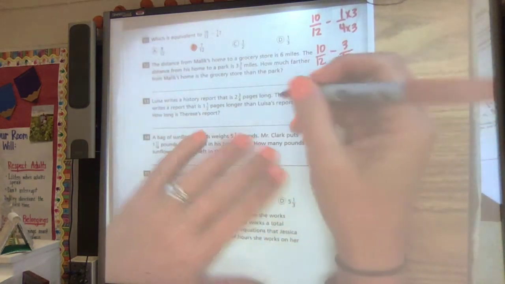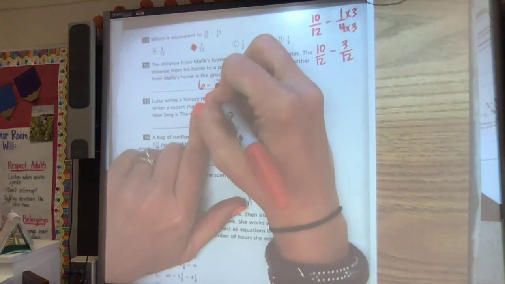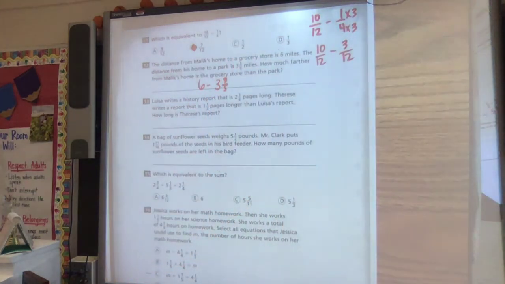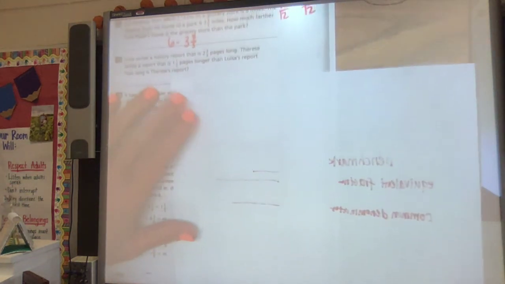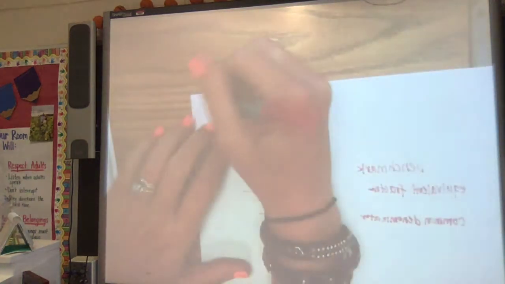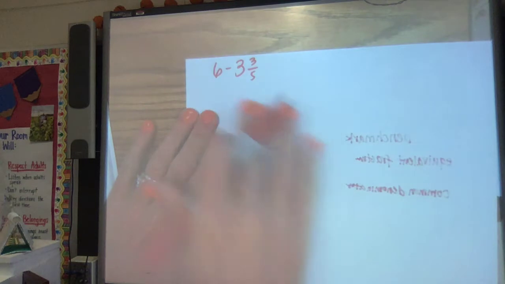I am trying to figure out the difference in 6 and 3 3/5. I think I'm going to grab a sheet of paper over here, I'll have some more room so I can explain it. So you can do it two different ways.